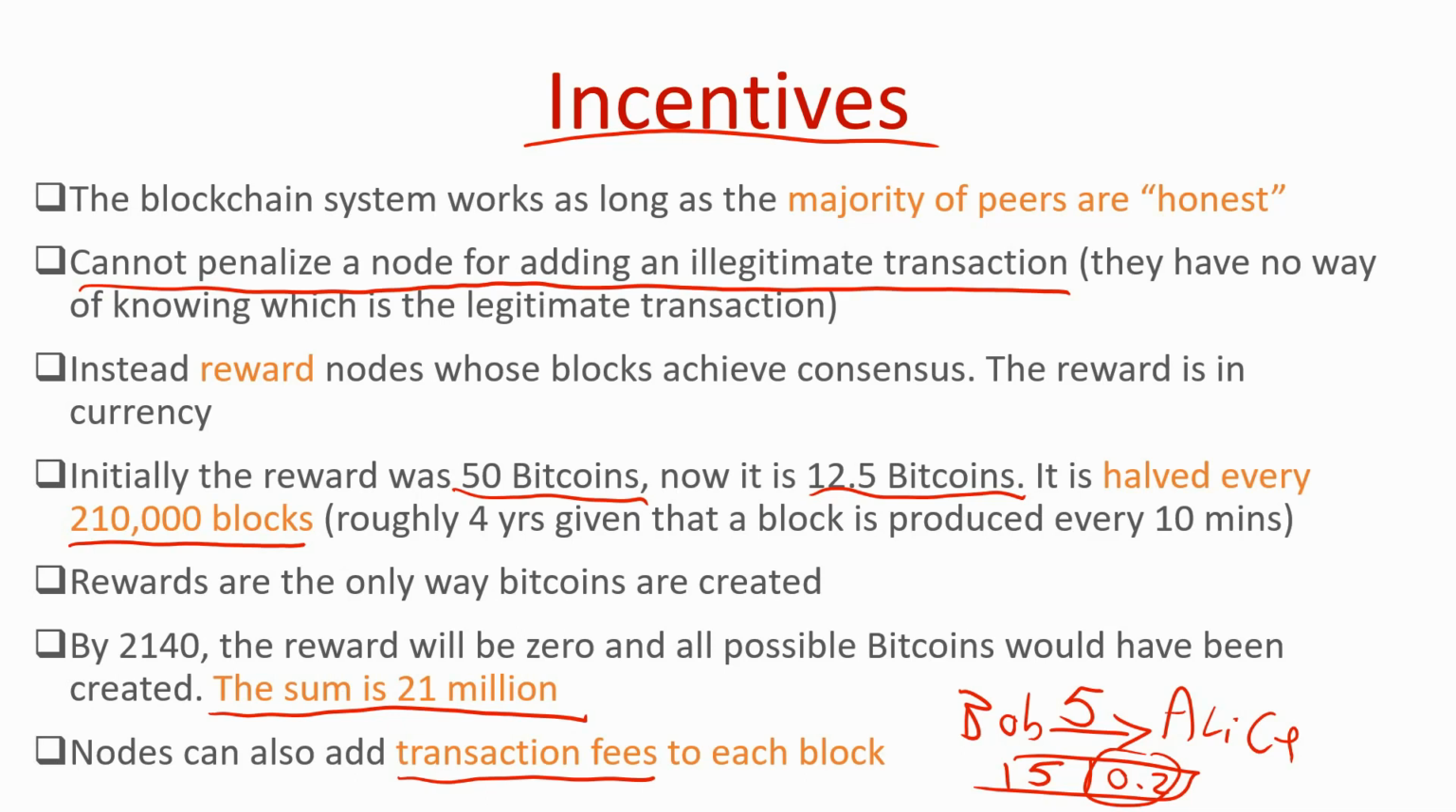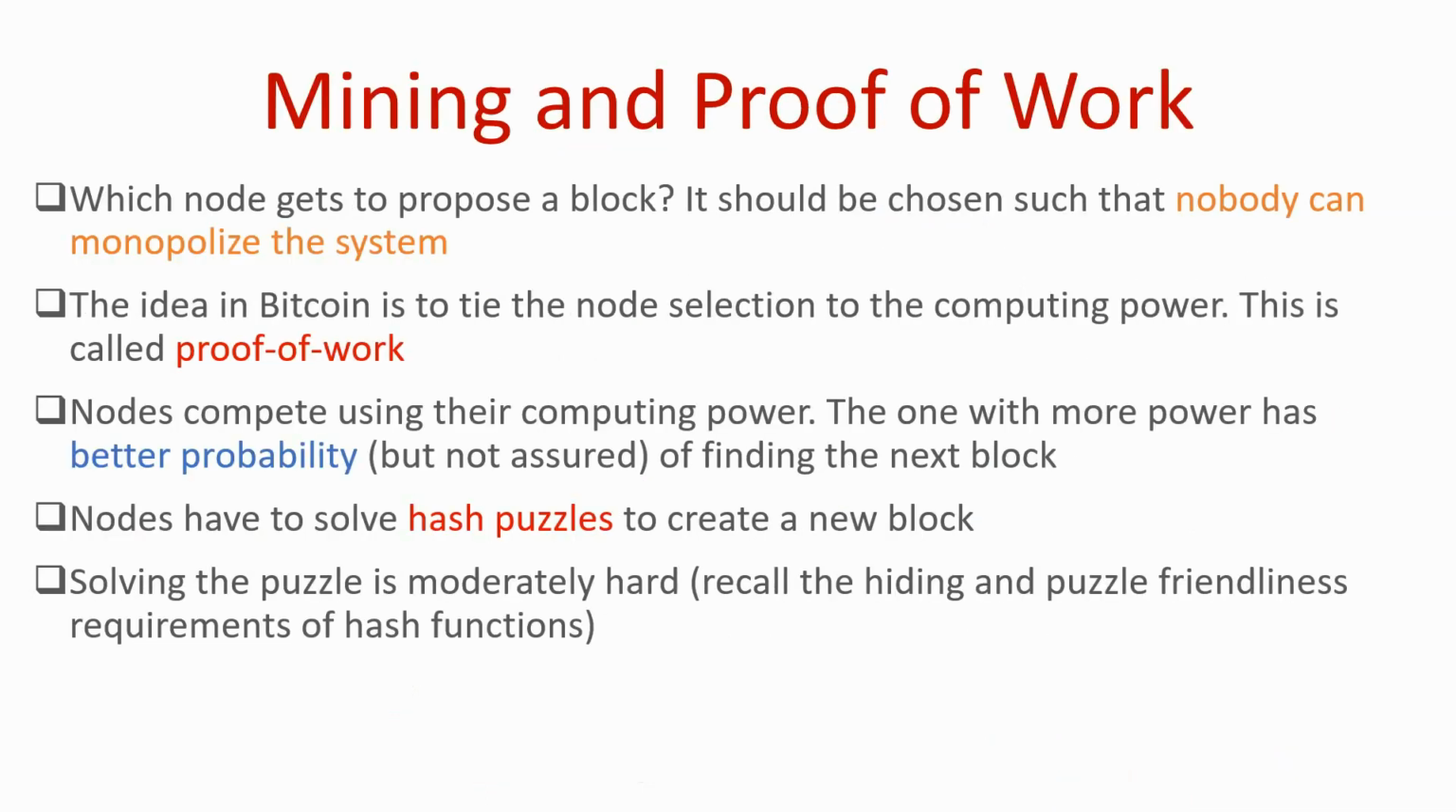They want actually to include the legitimate transactions so that they can find a legitimate block, so other nodes can accept it, so they can get a reward in the end. Now, the other thing is we want to keep this Bitcoin or the blockchain system distributed. We don't want a monopoly.